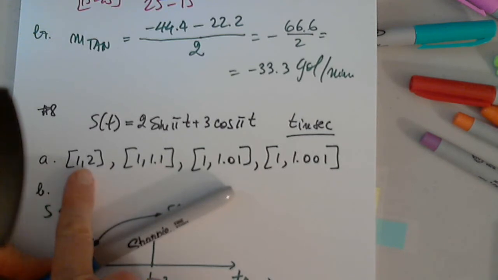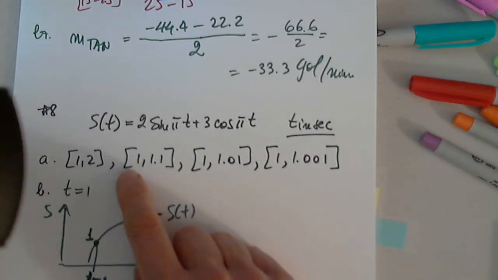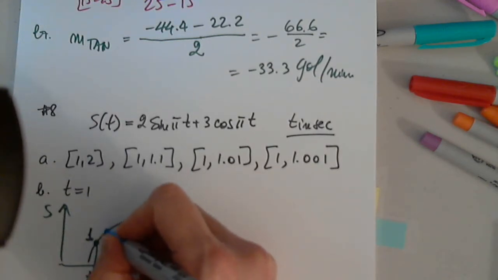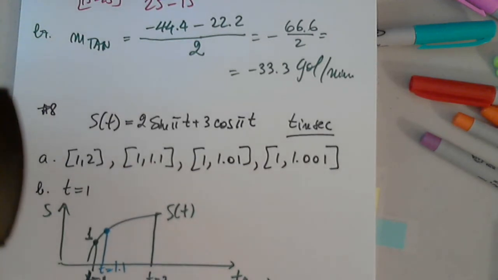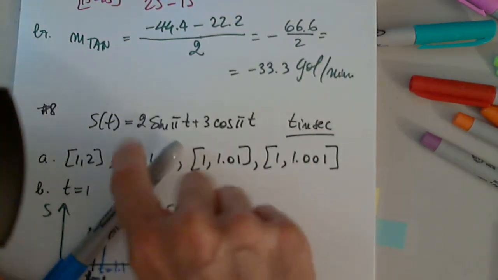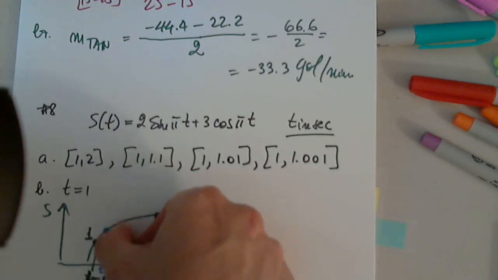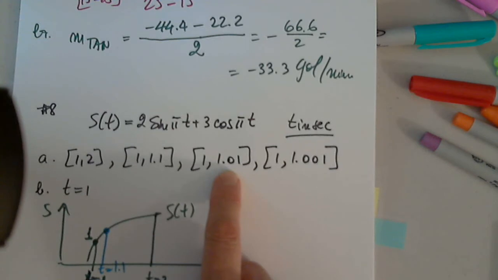That's what that means, right? This is the interval. So we're going to determine that. What does the interval 1 comma 1.1 mean? Now this is 1.1. T equals 1.1. So now this interval will give us the slope of this secant line between points with t equals 1 and t equals 1.1. So that will be the second one. What will this one represent?